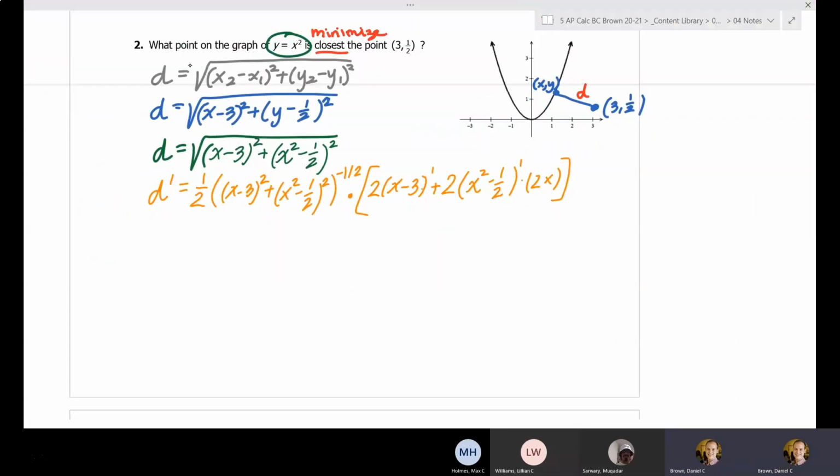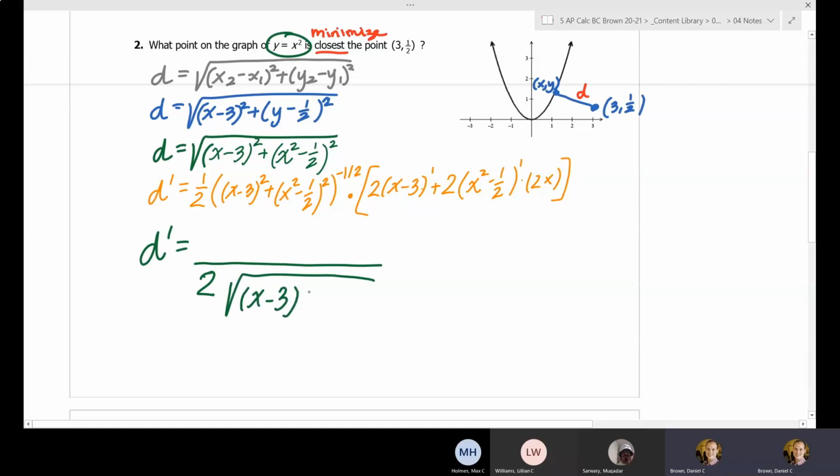I have d prime is equal to, so 1/2, I have a 2 in the denominator. That first part of the chain rule, all that's raised to the negative 1/2, so I know it's going to end up being in the denominator. So I have this (x minus 3) squared plus (x squared plus 1/2) squared. And then in my numerator is this piece, which I am going to go ahead and simplify before I put it down. So I have 2x minus 6.